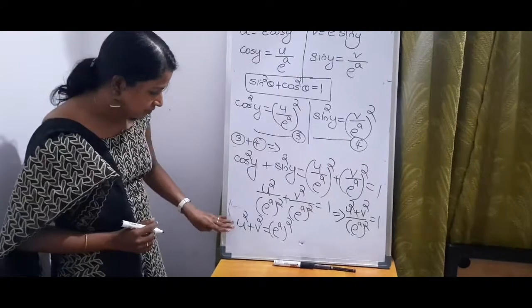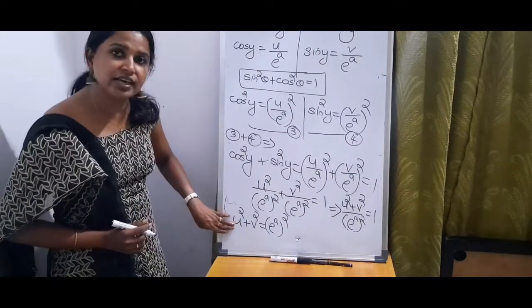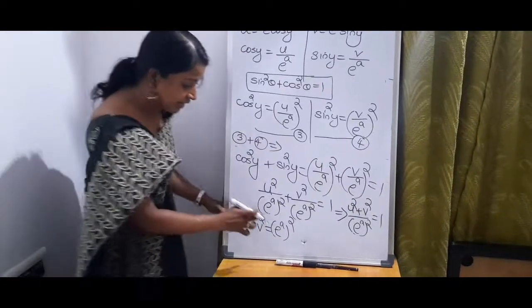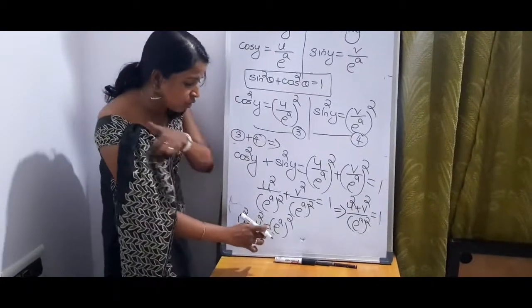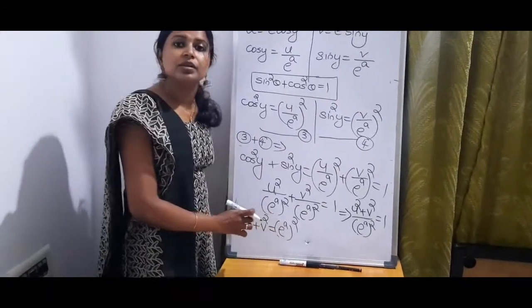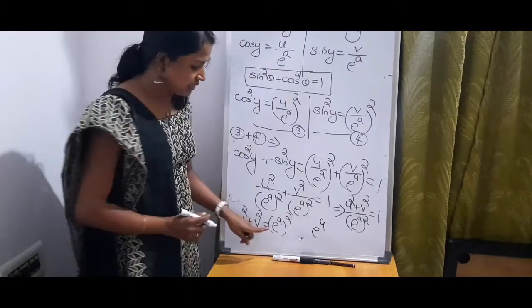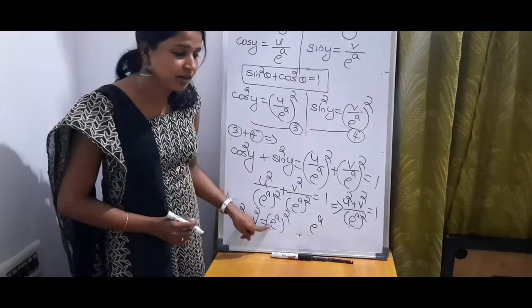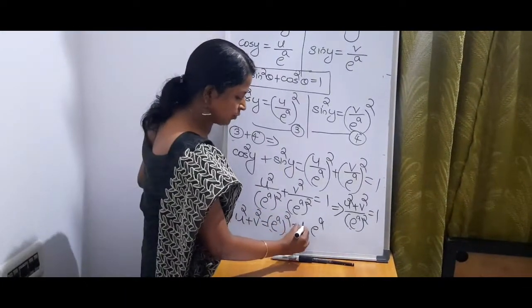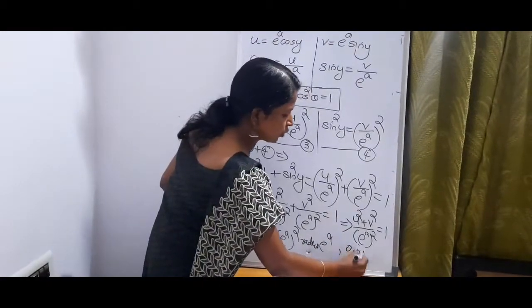That is, we get the equation u square plus v square equal to e raised to a the whole square, which represents a circle. Here the right side is e raised to a the whole square, so the radius is e raised to a. Radius equal to e raised to a, and the center is 0, 0.